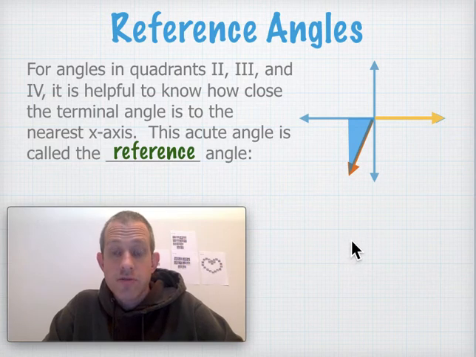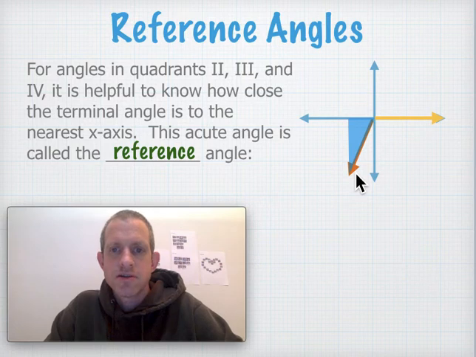Here's a quadrant 3 angle, and maybe it's close to, I don't know, I might call it 260 degrees. So that's beyond 180, and how much beyond 180 is what we would need. So 260 minus 180, that would be an 80-degree reference angle.